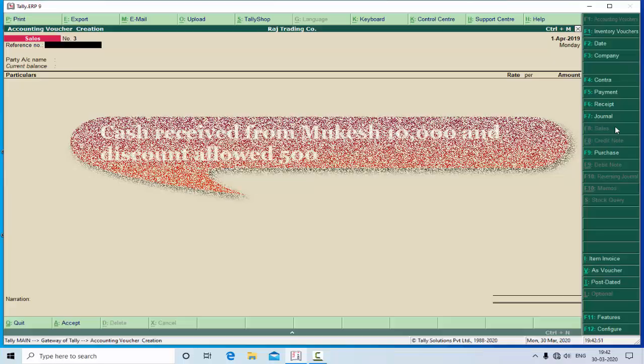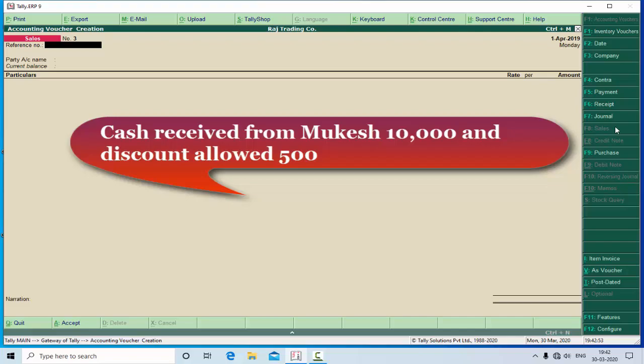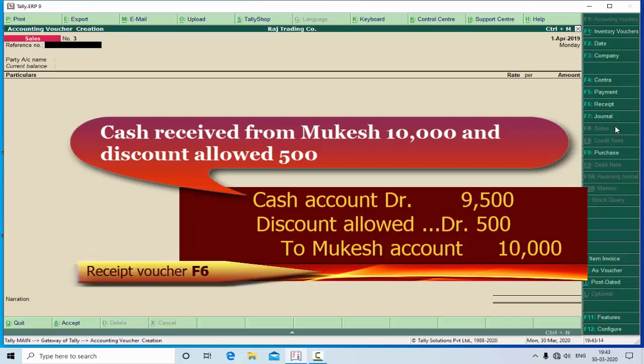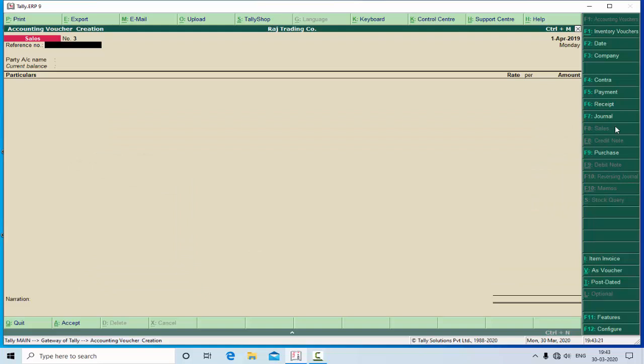And then the next one is cash received from Mukesh 10,000 and discount allowed 500. This is a very important entry, cash received and discount allowed. When cash is received from the customer, the entry will be cash account debit to Mukesh account, amount 10,000, and the other entry, discount allowed, will be recorded in the journal voucher. Discount allowed means the entry will be discount allowed account debit to Mukesh. When our business allows a discount to a customer, that is an expense of the business.